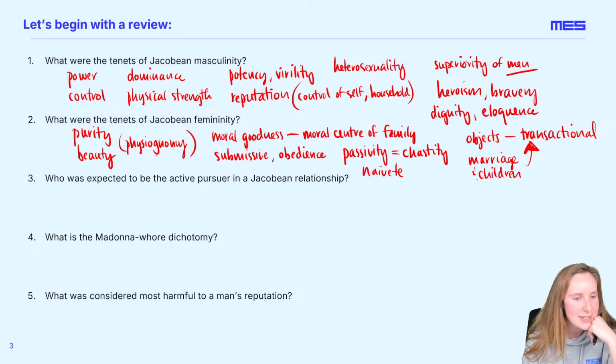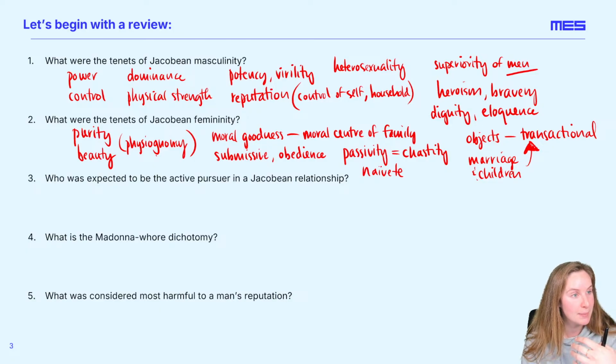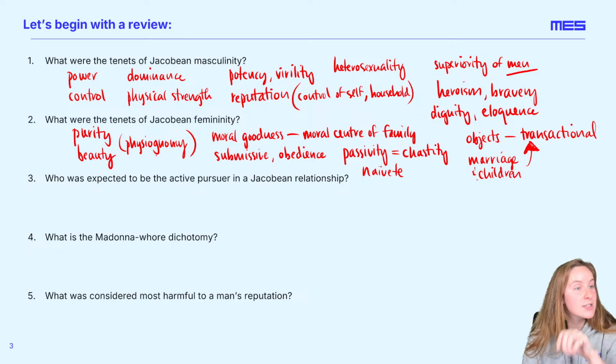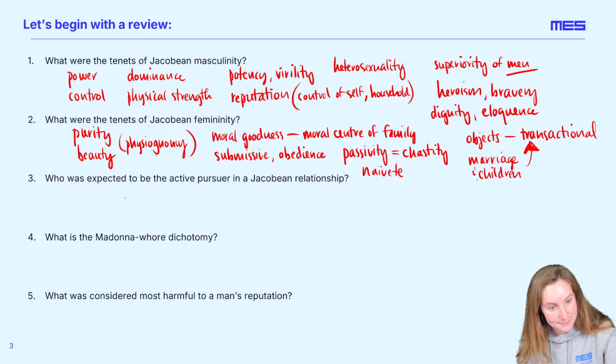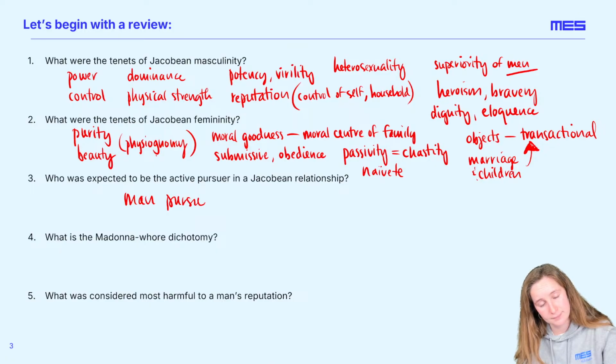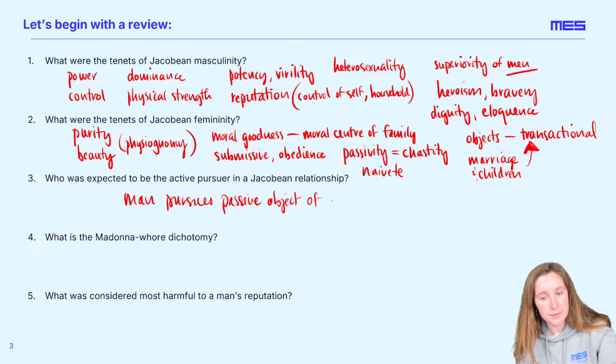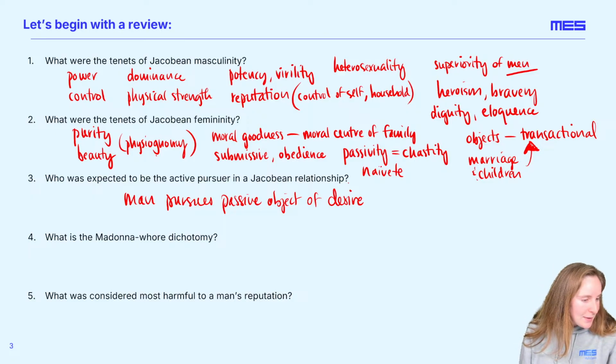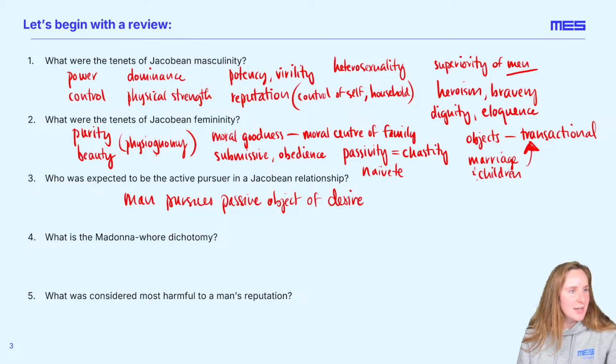Next, who was expected to be the active pursuer in a Jacobean relationship? This was exclusively the man. Passive object of desire. And there we marry both Steve's and the other student's ideas of passivity and objectification together here.